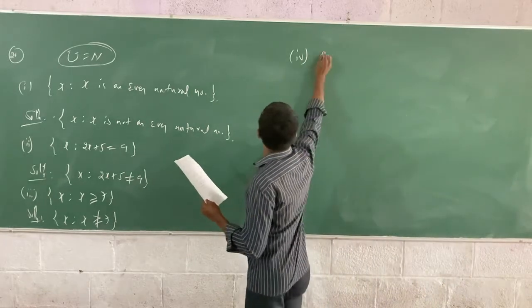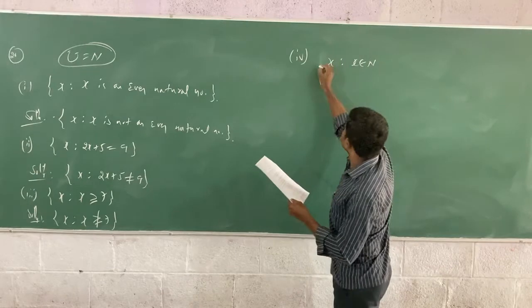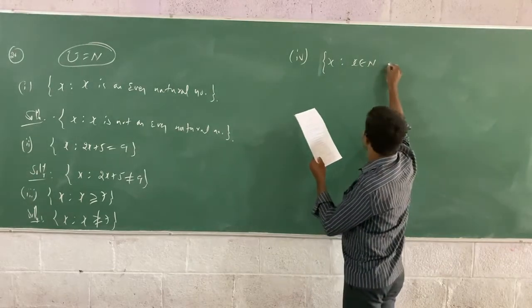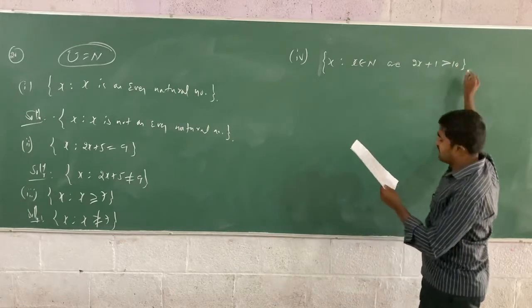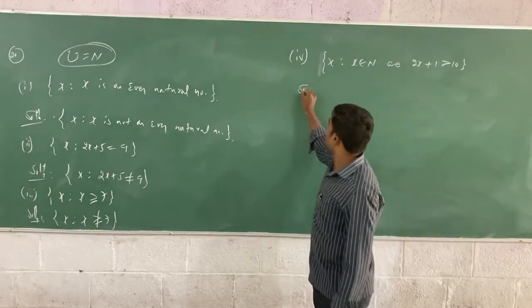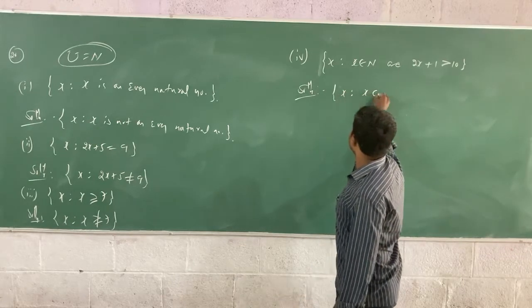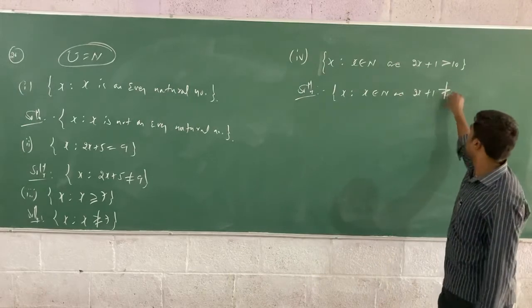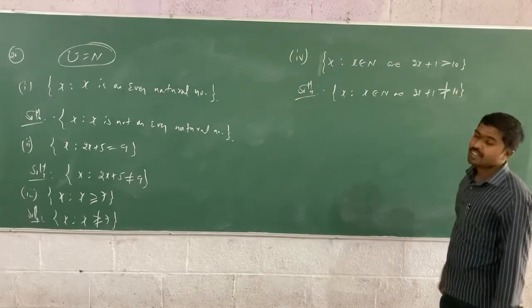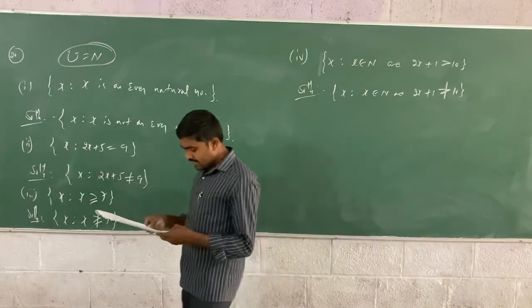Set of x such that x belongs to N and 2x plus 1 is greater than 10. Okay? So the complement will be: set of x such that x belongs to N, natural numbers, and 2x plus 1 is not greater than 10.